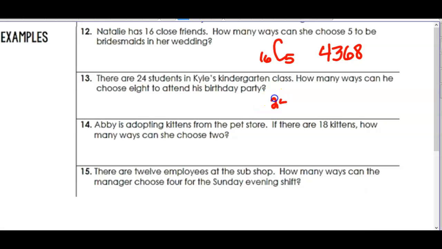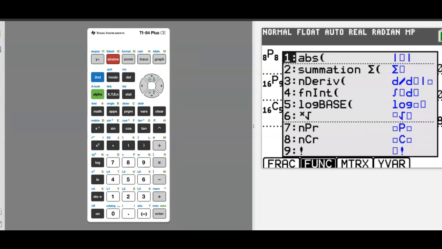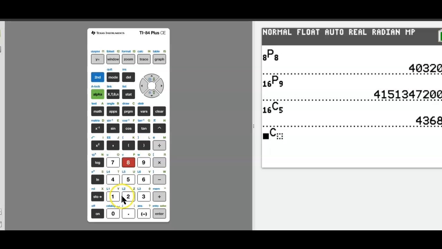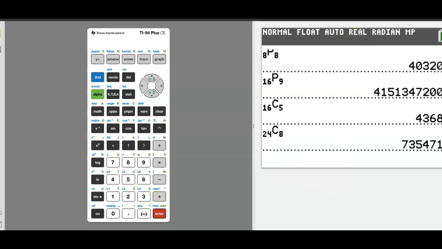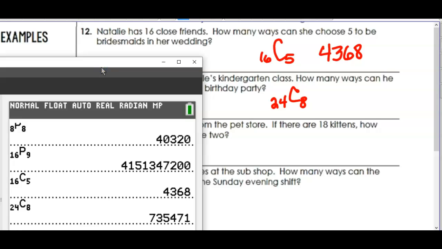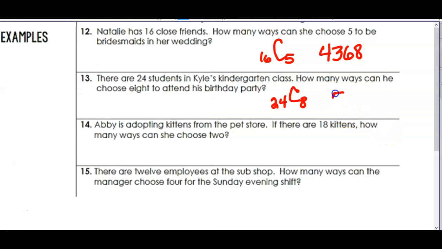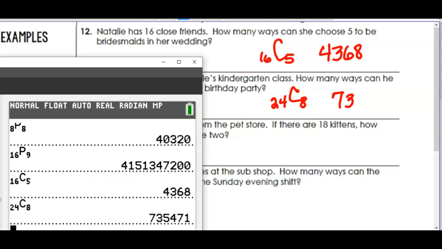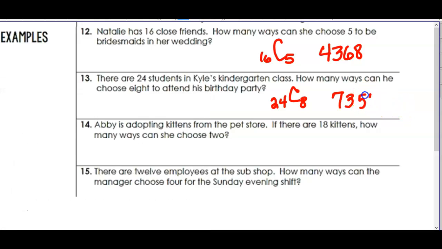So we do 24C8, and again, you can use the shortcut, alpha window here, and choose choice 8 and put in 24 and he's inviting 8. So that's a lot of different ways still that he can choose these kids to come to his birthday. It would be a lot more if the order he chose them in mattered. 7, 3, 5, 4, 7, 1.